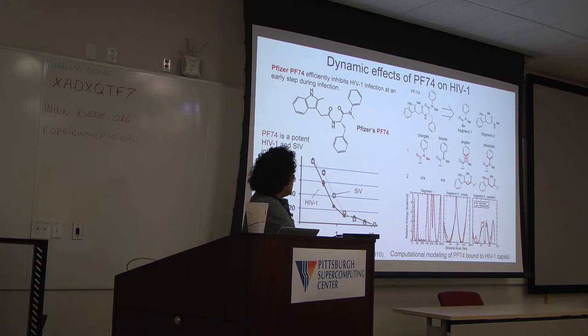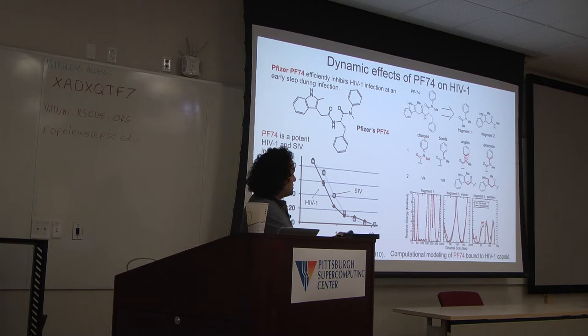This is a good example where we don't have the parameters, right? So what do we do? This is the chemical structure of PF74. What we did is something called a fragmentation approach. We effectively break the phenylalanine groups and parameterize those apart from the phenyl group here. So this is how the parameterization works.